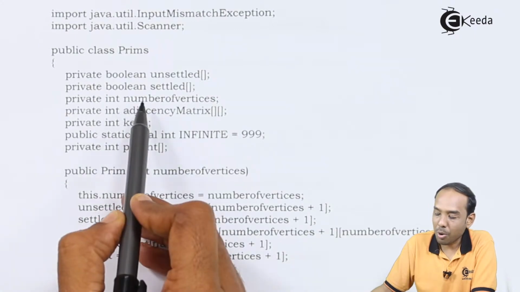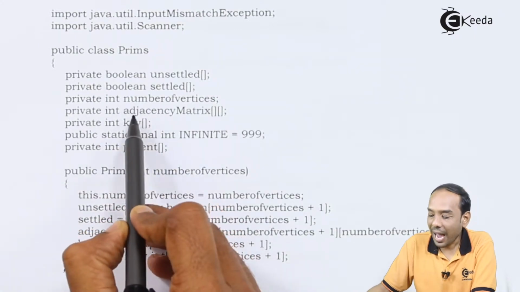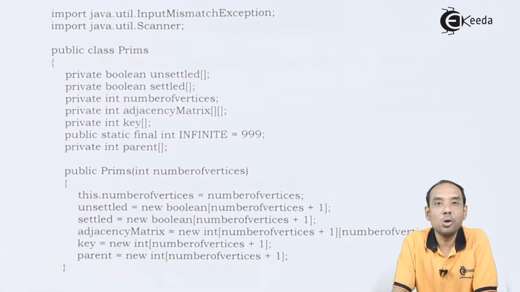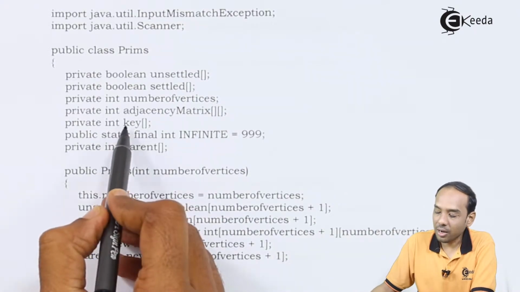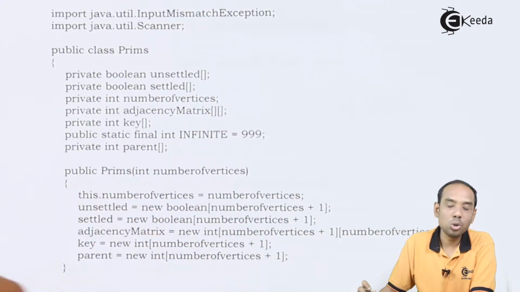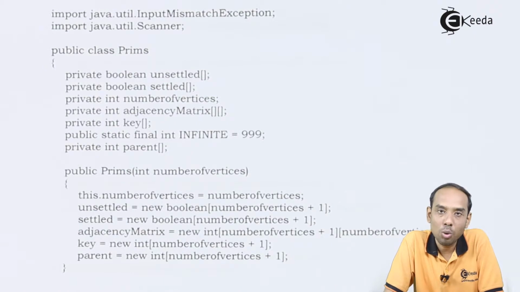We have the number of vertices, then we have the adjacency matrix, since we are using the adjacency matrix memory representation of the graph to represent Prim's algorithm. In the adjacency matrix, the matrix consists of rows and columns. So we have the adjacency matrix with rows and columns. Then we have another array called key to store the key set of vertices.